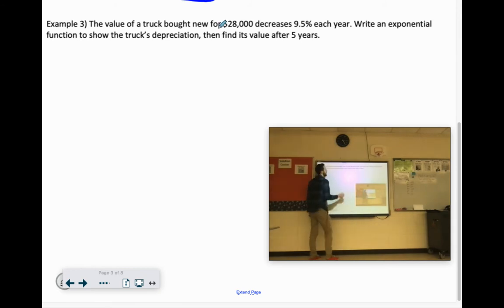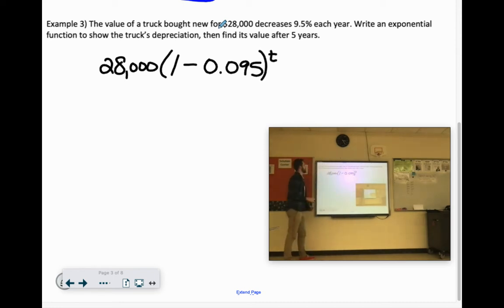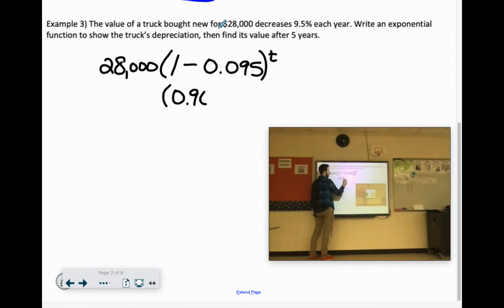All right, the value of a truck bought new for 28 grand decreases 9.5%. So we are going to be subtracting 1 minus 9.5% in decimal form, which would be 0.095, to the t power. Write an exponential function to show the truck's depreciation, then find its value after 5 years. So just cleaning up this formula, we can subtract here. Or if you did 100 minus 9.5%, that would be 90.5%, which would be 0.905, which is the same thing you would get for 1 minus 0.095, to the t power.